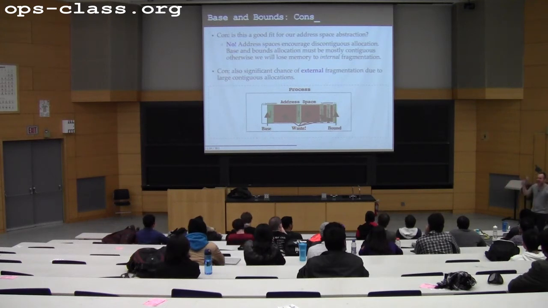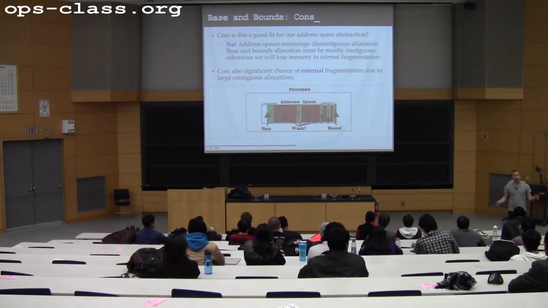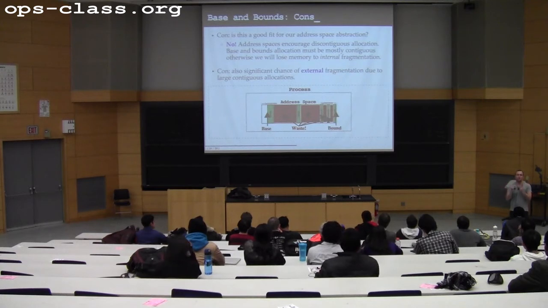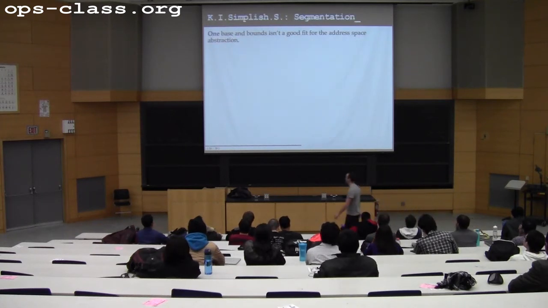So in general, I can't use base and bounds to implement the address space abstraction. It's just impossible. If I wanted to use base and bounds, I'd have to give the process a much, much smaller address space and still suffer from all this external fragmentation. So in general, this does not work.